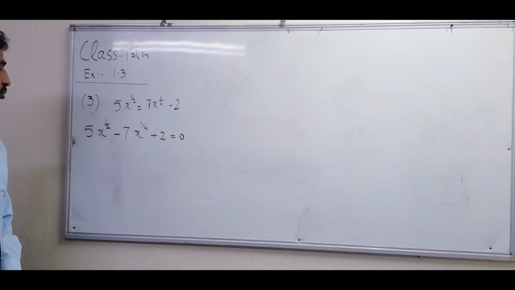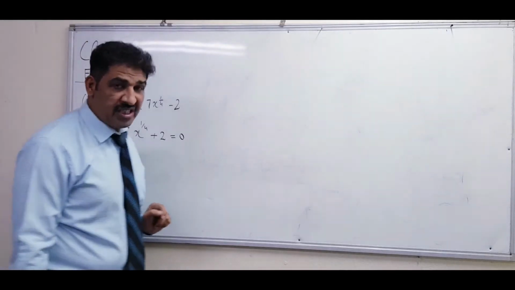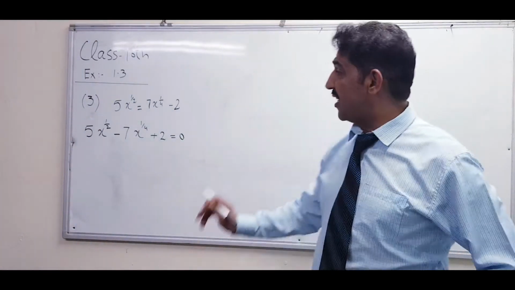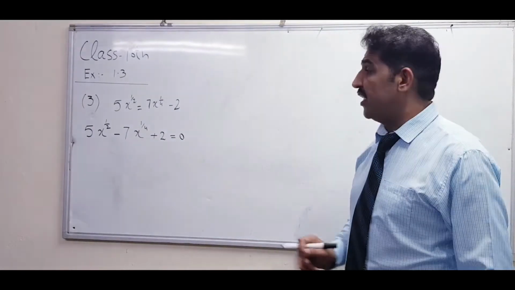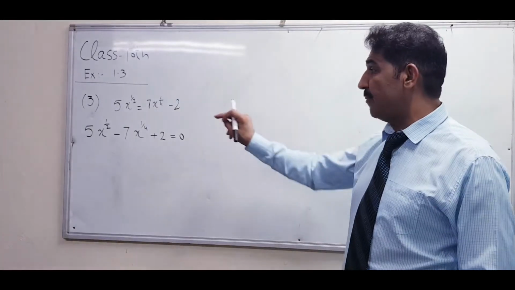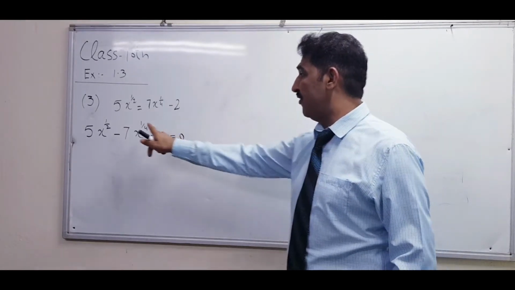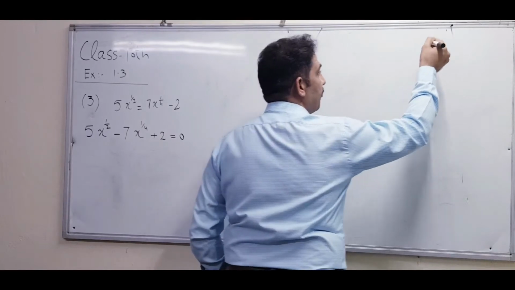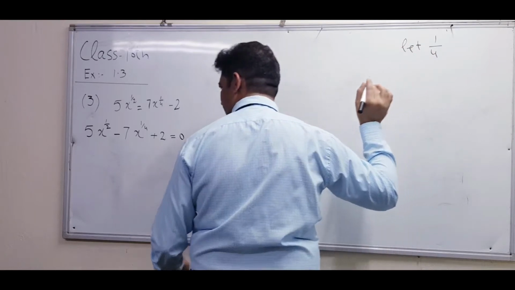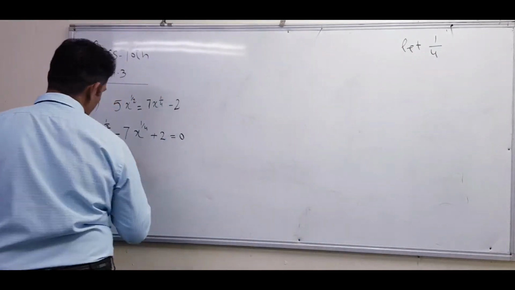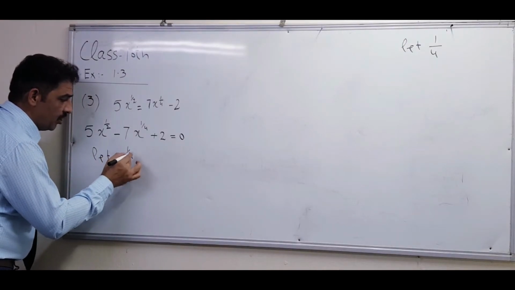Now you can think that it's not in quadratic form. So how do we change it into quadratic form? First of all, tell me, which is the smaller number, 1 over 2 or 1 over 4? Good. 1 over 4 is the smaller value as compared to 1 over 2. Let x raised to power 1 over 4 be equal to y.